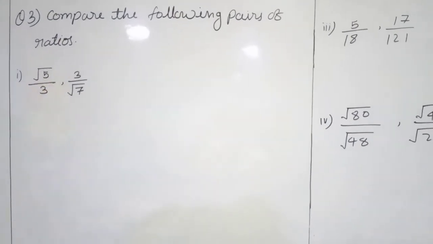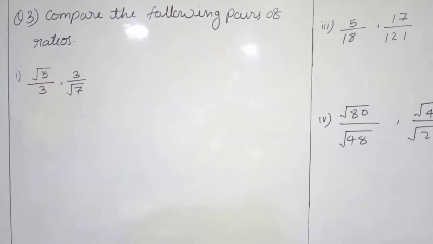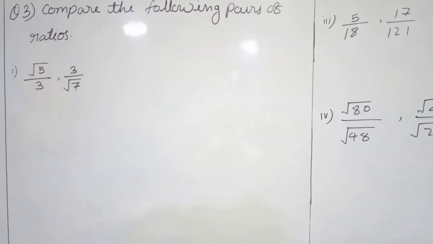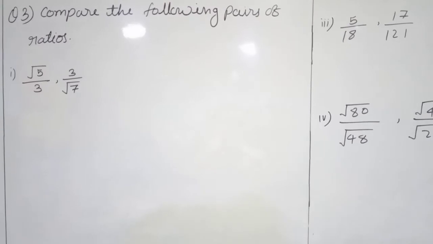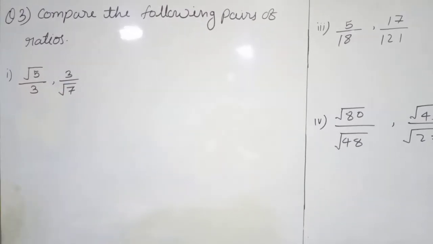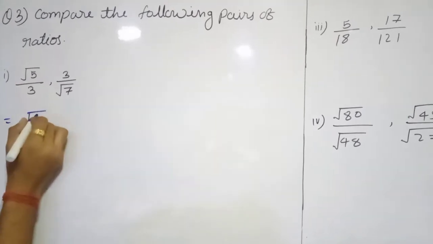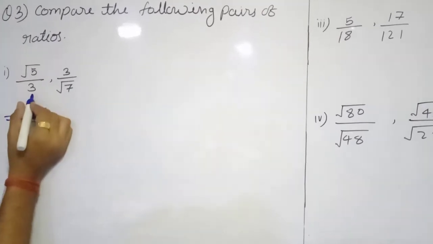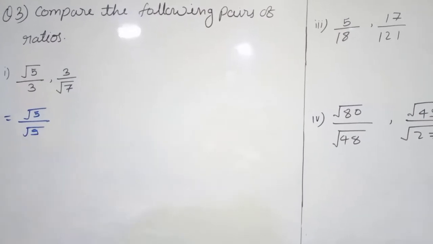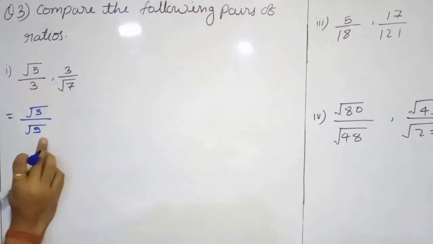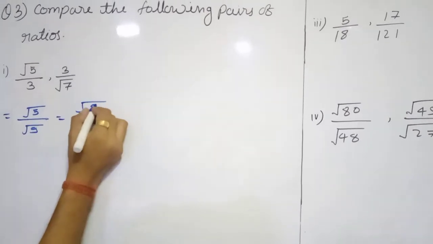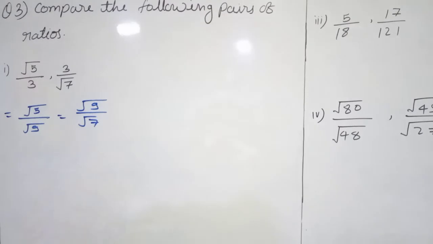All four are positive, yes. But the thing is that here we have numbers in the root. So first we have to convert all the numbers within a root. So can we write it? Root 5 upon, when we take this 3 into the root, it will become 9, which means we multiply 3 into 3 to get 9. And here also 9 and root 7.